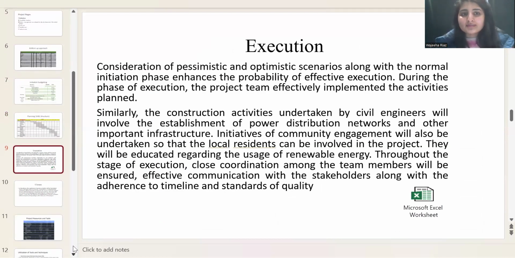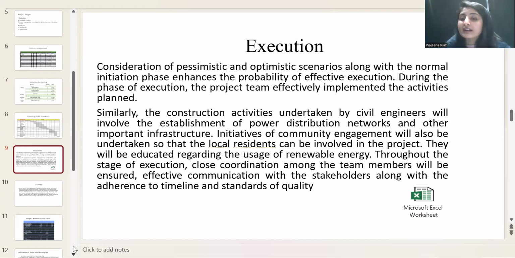In the execution stage, the pessimistic and optimistic scenarios along with the normal initiation phase enhance the probability of effective execution. During the phase of execution, the project team effectively implements the planned activities. Similarly, the construction activities undertaken by civil engineers will involve the establishment of power distribution networks and other important infrastructure. Community engagement initiatives will also be undertaken so that local residents can be involved in the project. They will be educated regarding the use of renewable energy throughout the execution stage.